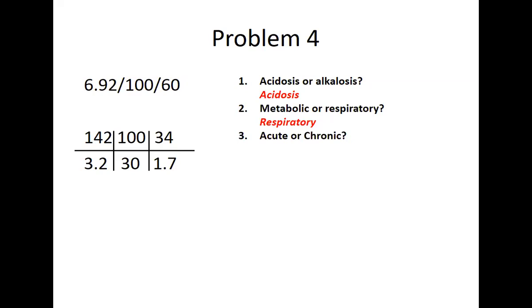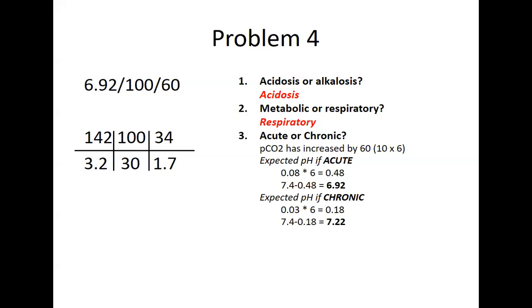Acute or chronic? So our PCO2 has changed by 60, right? A normal PCO2 is 40, so our PCO2 has gone up by 10, 6 times. If it's an acute process, how much should our pH change by? 0.08 times 6, which is 0.48. 7.4 minus 0.48 is 6.92. If it was chronic, it would be 7.22. So this is an acute respiratory acidosis.